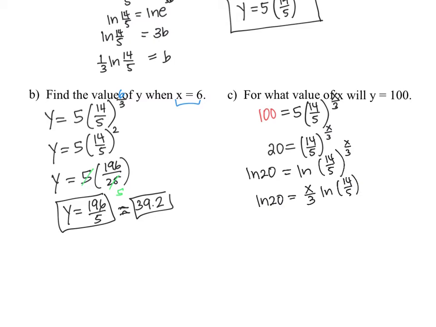Okay, what am I going to do? I think I'm actually going to multiply by 3 so I just have less fraction. Okay, then I can divide by the natural log of 14 over 5.